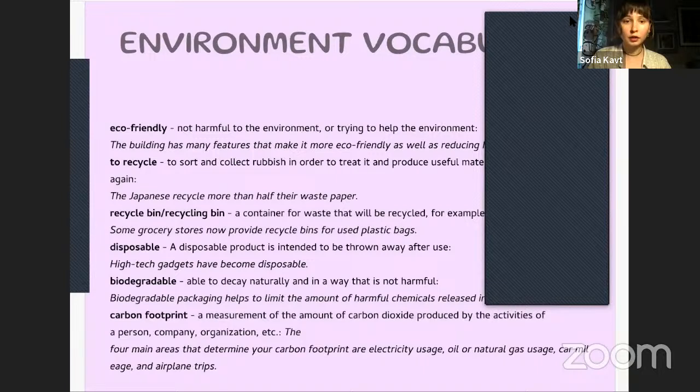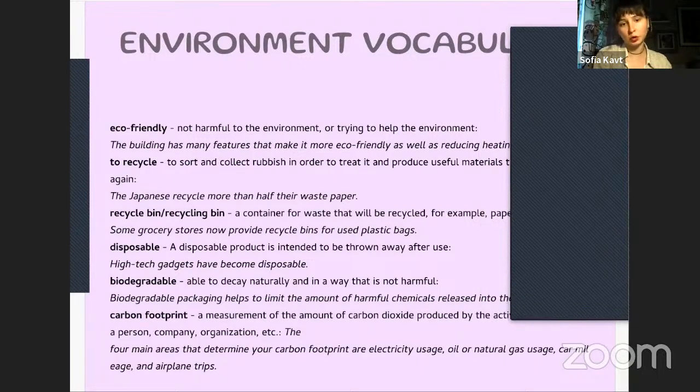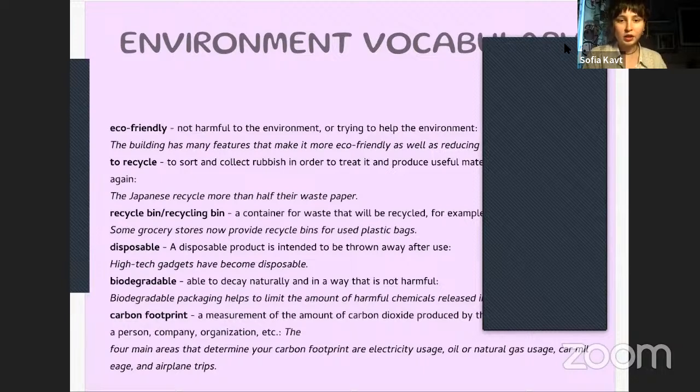Then let's quickly look through the second half. Eco-friendly is a word everyone knows, a basic one. If something is eco-friendly, it doesn't pose any harm to the environment. To recycle. This is what all of us can do to make the environment a bit better. So it means to sort and collect rubbish, to separate rubbish in order to treat it and turn it into something new, into something that can be used again.